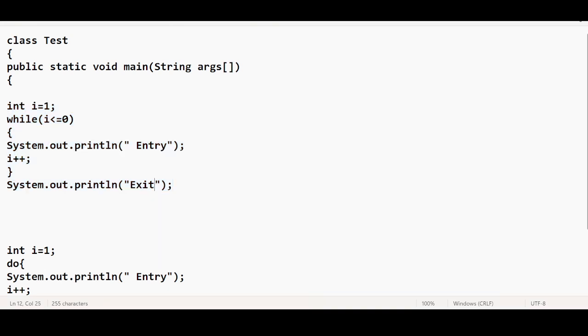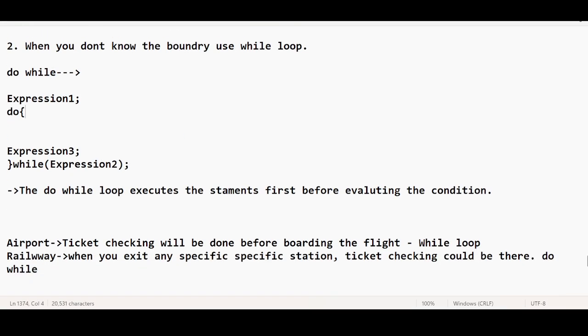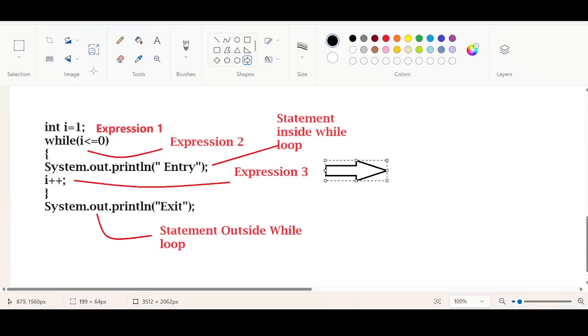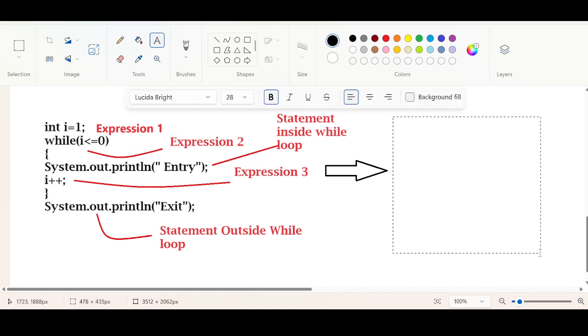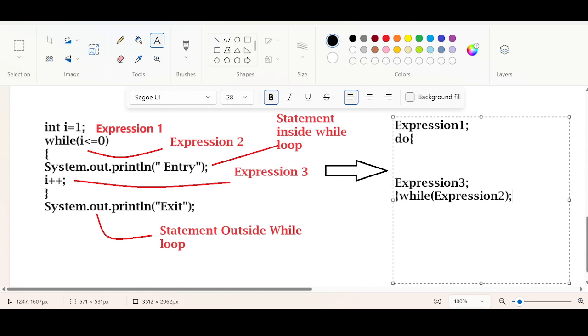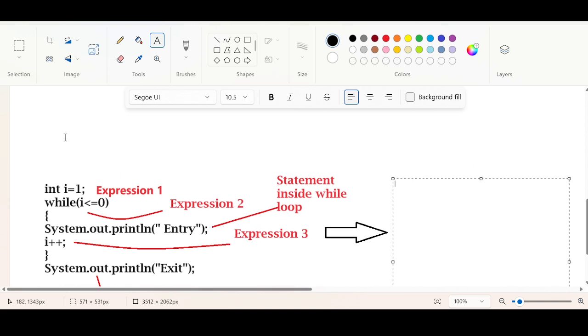Right, this is the syntax for the do while loop. Let me copy the syntax and paste it here. So this is the syntax of the do while loop. For conversion, I'm converting while to do while. Let me write that for you here.